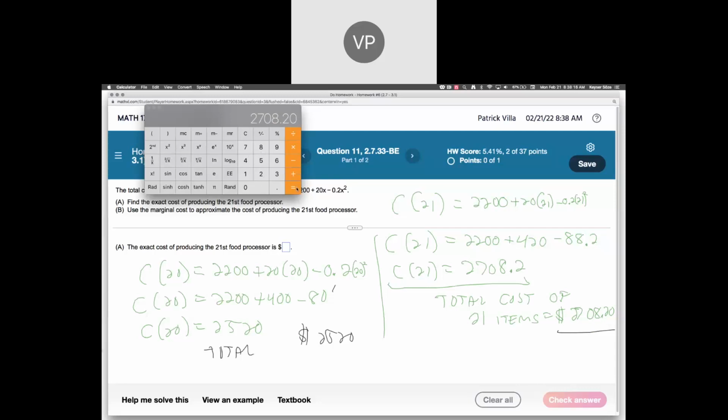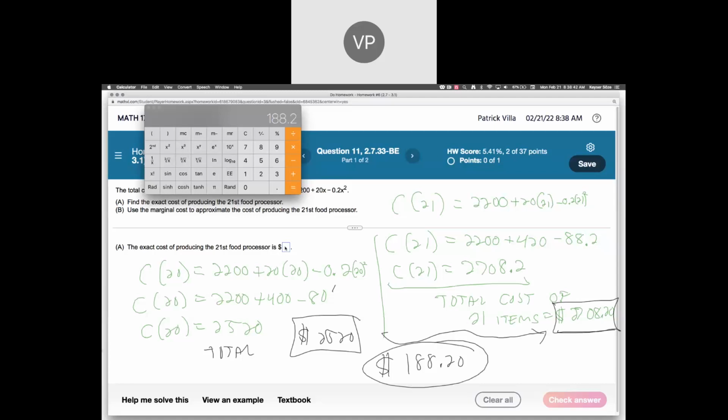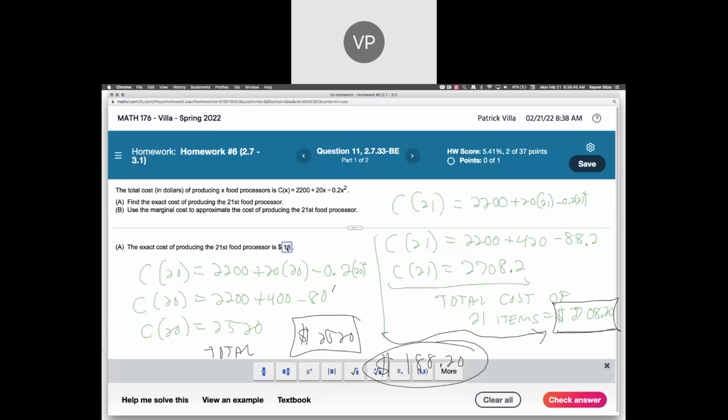2708.20, subtract off the 2520, and we get 188.20. What that's saying is, this is the production cost when you made 20. Now it went up to here. How much more did it change? It changed by $188.20. That's the exact extra cost of what that other next process.